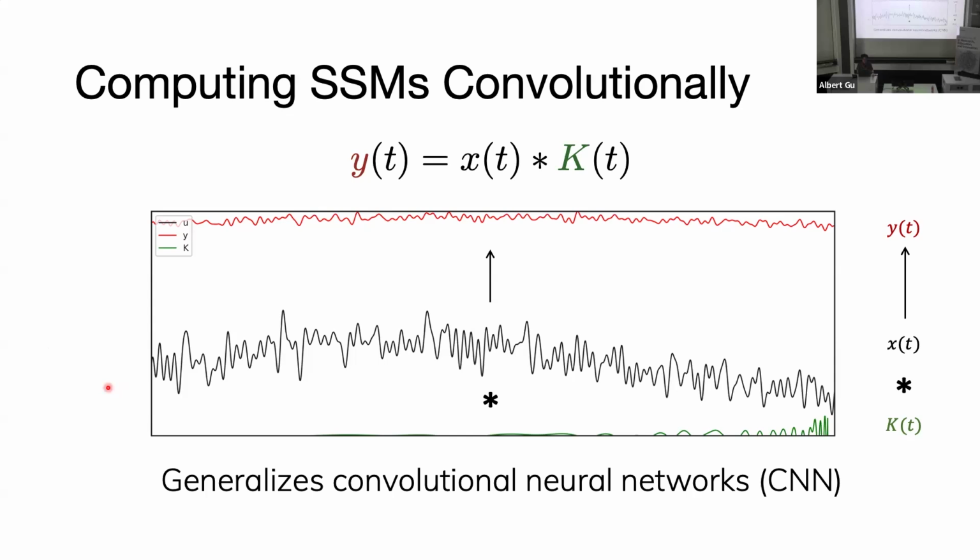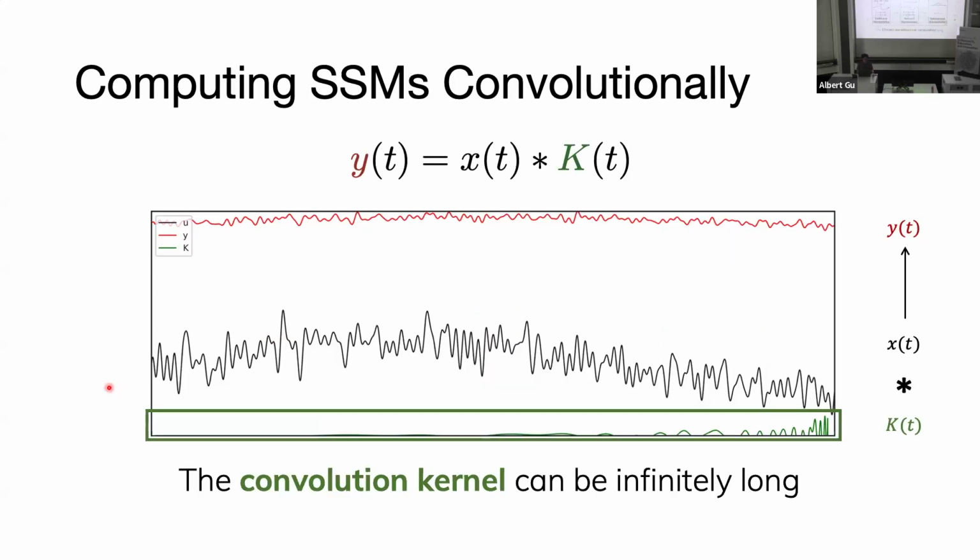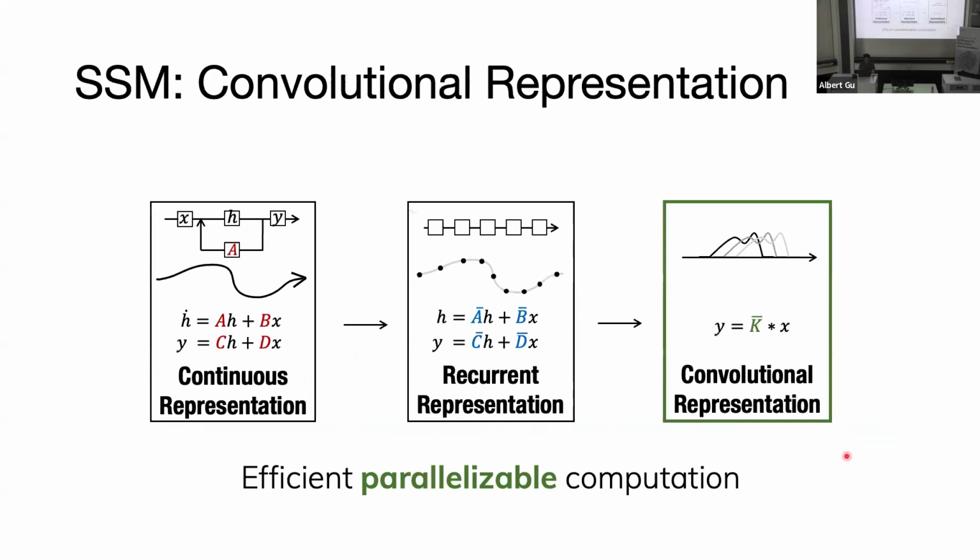And you can think of these as being a variant of a CNN or almost a generalization of a CNN, where the convolution kernel is actually infinitely long, which is one of the reasons that gave these models the ability to process long sequences, as well as the fact that the convolution kernel is actually implicitly defined through your smaller parameters A, B, and C, rather than being explicitly defined by modeling each time step. Okay, so that was the final representation.